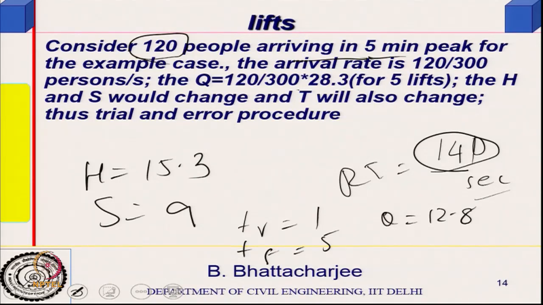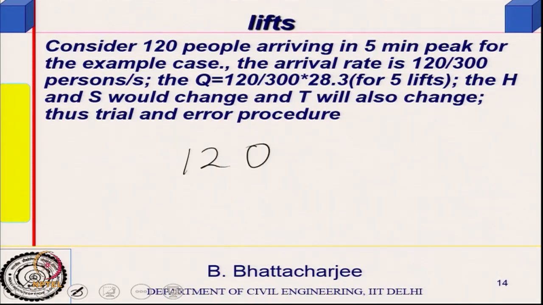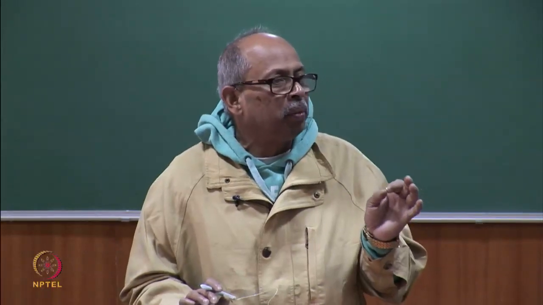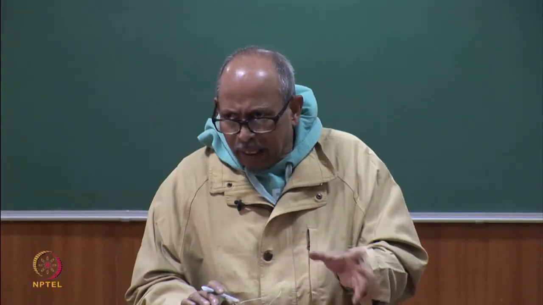In other words, the arrival rate is now 120 divided by 300 seconds. How much is that? 120 divided by 300 is 12 by 30, so it is actually 1.2 divided by 3, which is 0.4. Numerically, 0.4 per second. Arrival rate is 0.4 persons per second. Numerical is fine because we are only doing calculation purposes.